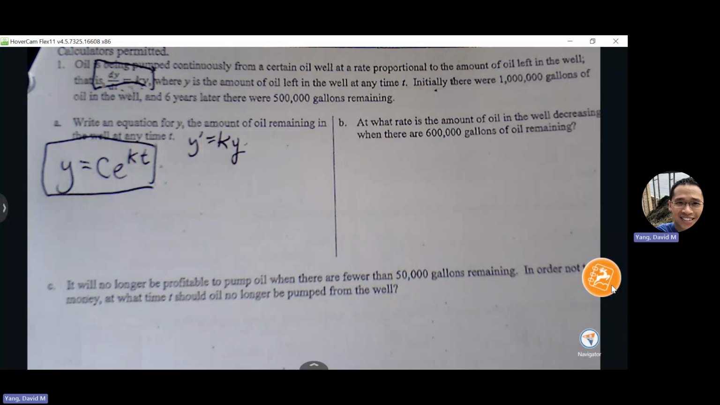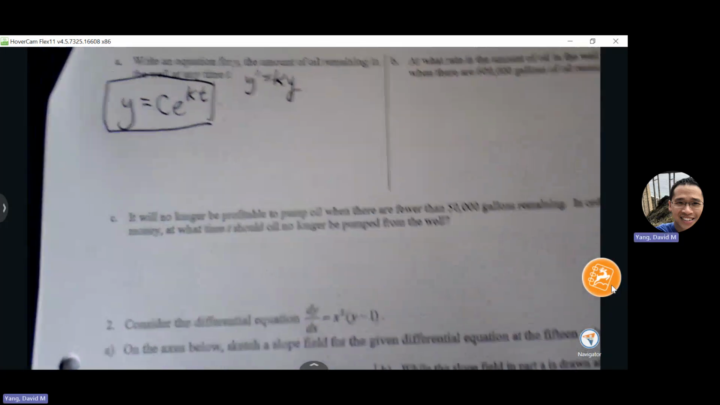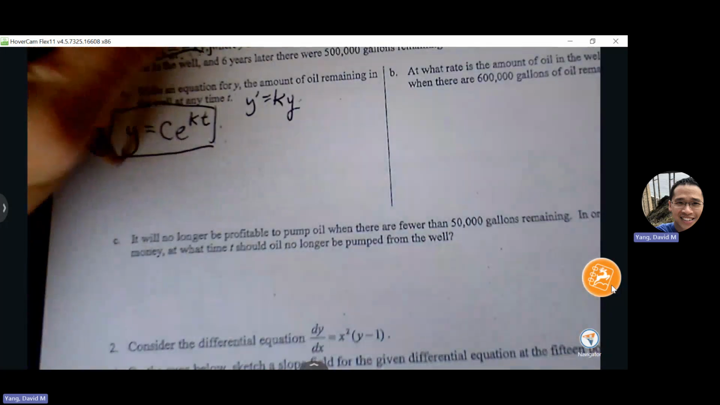Okay, so for part B, at what rate is the amount of oil in the well decreasing when there's 600,000 gallons of oil remaining? This is the full process where we create our ordered pairs. One ordered pair will help us solve for C, another ordered pair will solve for k. We're going to update our equation, and then we can plug in that final set of information. We know that with all these equations, there's always going to be time and something else.